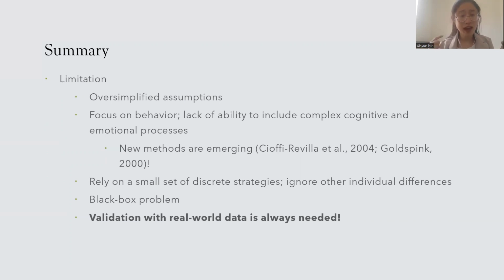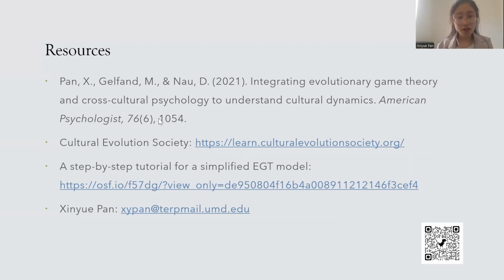And most importantly, for any model, we always need to validate it with real world data. And if you are looking for more resources regarding EGT models, everything I presented today can be found in this paper. And in the last section of this paper, I also provided many resources that you can look at, but I specifically recommend this Cultural Evolution Society tutorial. So if you click on this link, you will be able to find a lot of good resources on their website. And I also created a step-by-step tutorial myself.